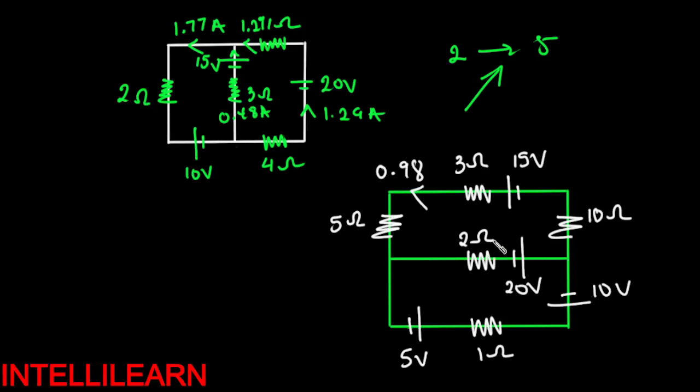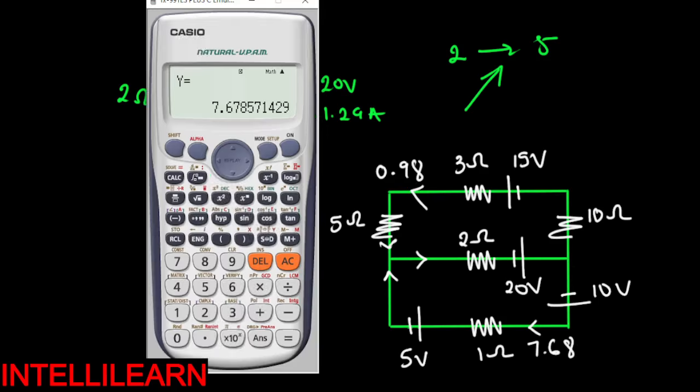7.68. So now I was going clockwise, so it will still be clockwise because I got a positive answer. 7.68. Now look at what will happen. You see that this current is coming here. This current is also coming here. What will happen? Both of them will come together and form this current, right? So that means this current will just be 0.98 plus what? 7.68. That's going to be the value.